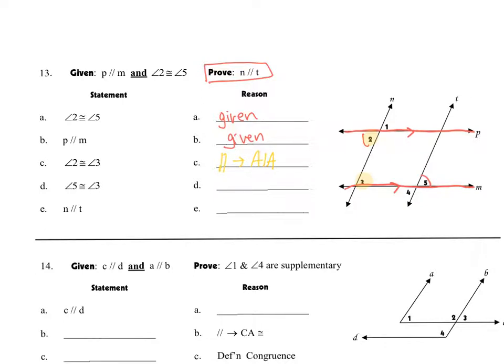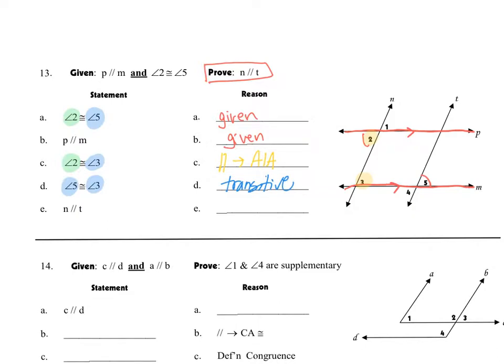If we look a little bit further here, using what was given with angle 2 here, and then what we got from our alternate interior angles with angle 2 there, we can now see that we have angle 5 congruent to angle 3, and the reason there is going to be that that is transitive.